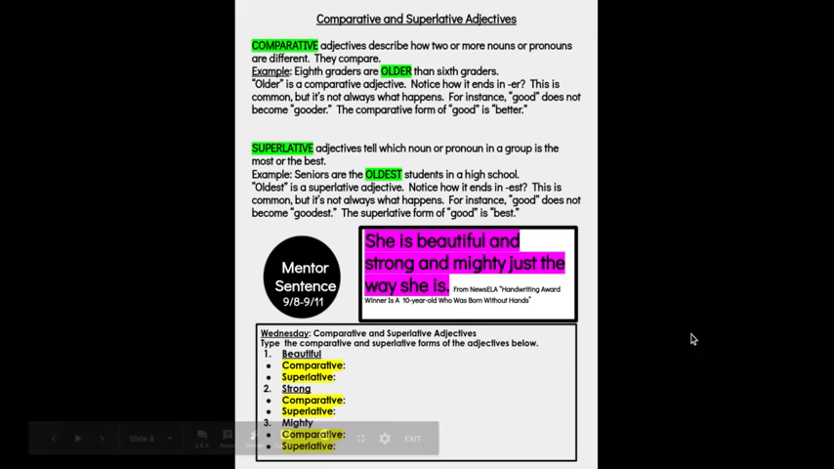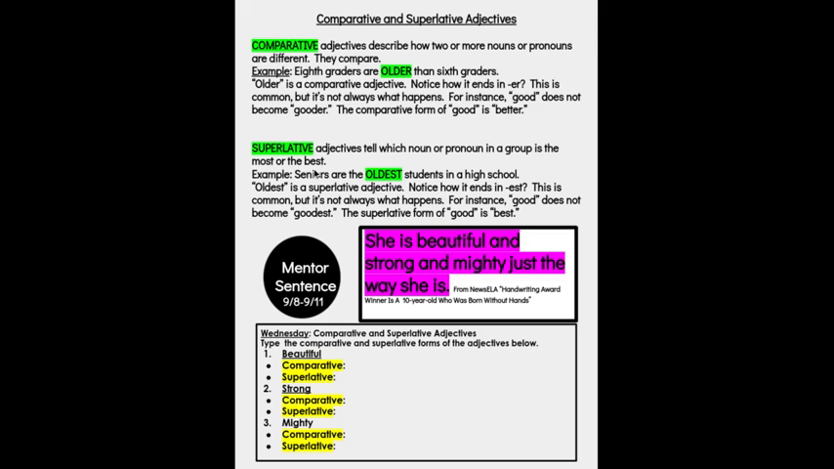All right, so here you have your Wednesday mentor sentence. You're using the same sentence that was given to you yesterday. And again, we've provided you with comparative adjectives and their definition and another example. Comparative adjectives describe how two or more nouns or pronouns are different. They compare. Here's the example. 8th graders are older than 6th graders. Older is a comparative adjective. Notice how it ends in ER. This is common, but it's not always what happens. For instance, good does not become gooder. The comparative form of good is better.